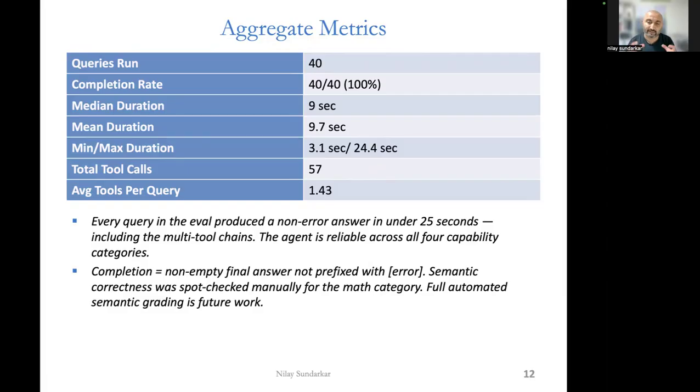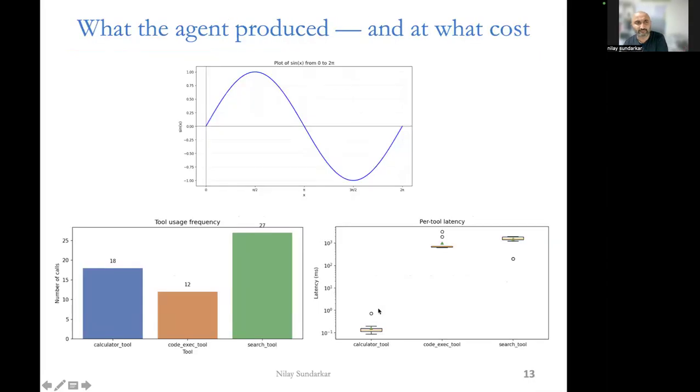I spot checked semantic correctness for the math category, where I could verify answers exactly, and they were correct. Full automated semantic grading, like checking that the capital of Magnolia really equals a given answer across all 40 queries, is in the future work. I haven't done much semantic grading. So these are some of the metrics.